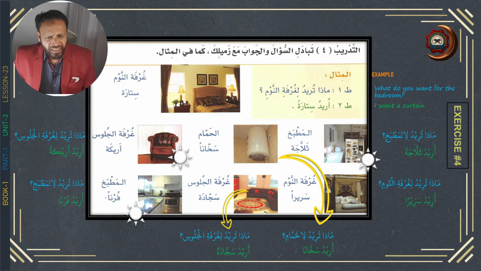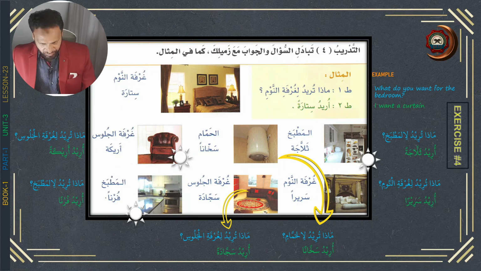Then I think there is this couch, arika. We will be taking a little bit more time because we are doing this additional exercise. So maybe 10 minutes more than the usual time. So arika. What are the roots here? Hamza, Ra, Kaf. Now just pronounce this word as it is with the roots. What do you hear?